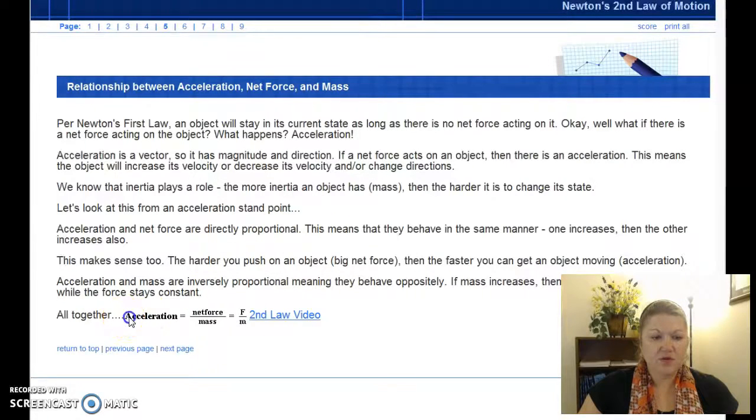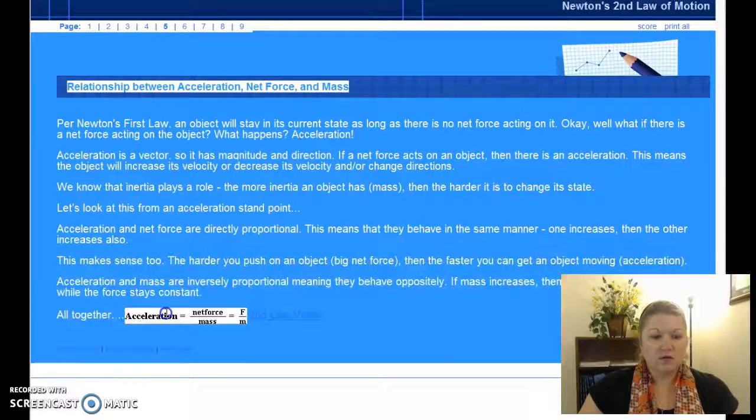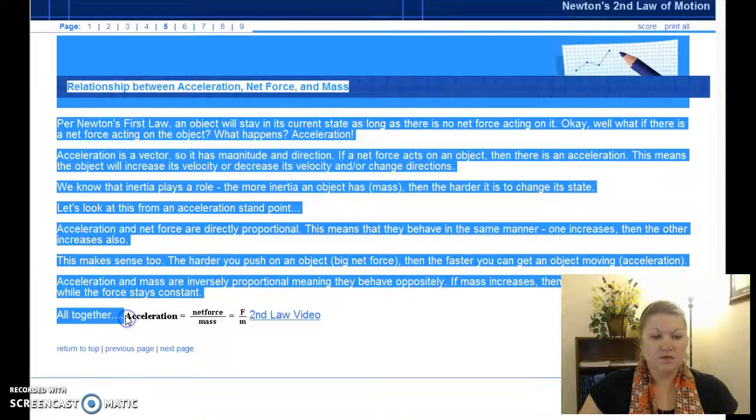And if we put that all together, you can see, well, I can highlight it here. You can see right here, Newton's second law: net force divided by the mass gives you acceleration. So with mass being on the bottom of this ratio, that means acceleration and mass have an inverse relationship. That means they behave oppositely. That means you make the mass bigger, the acceleration gets smaller.